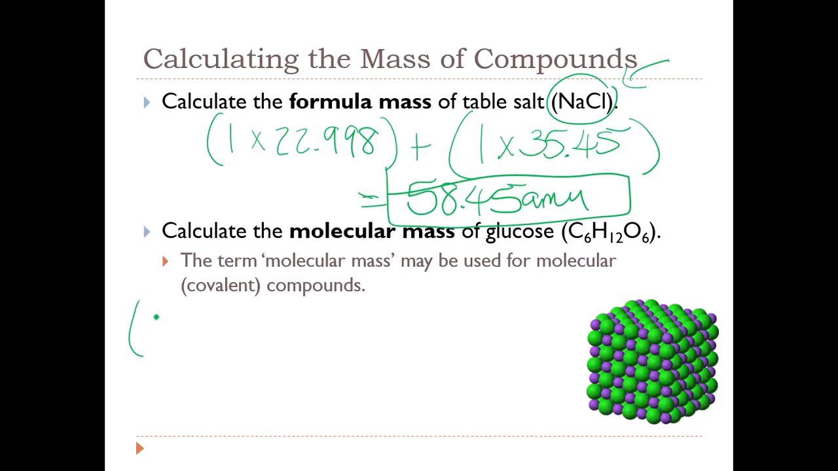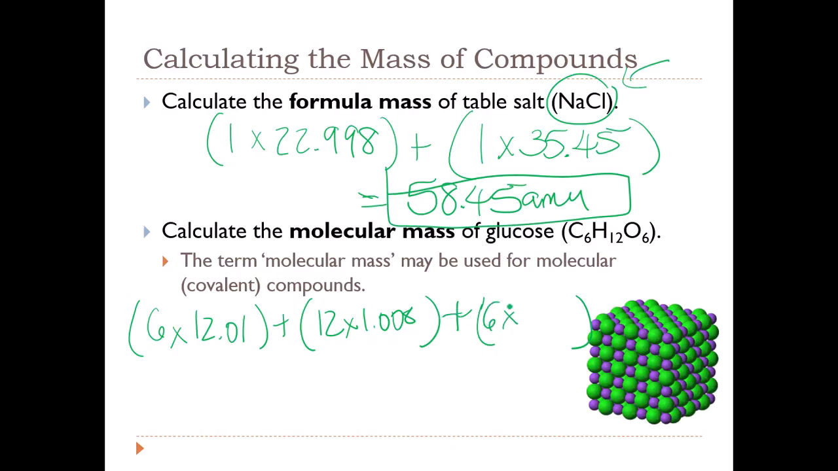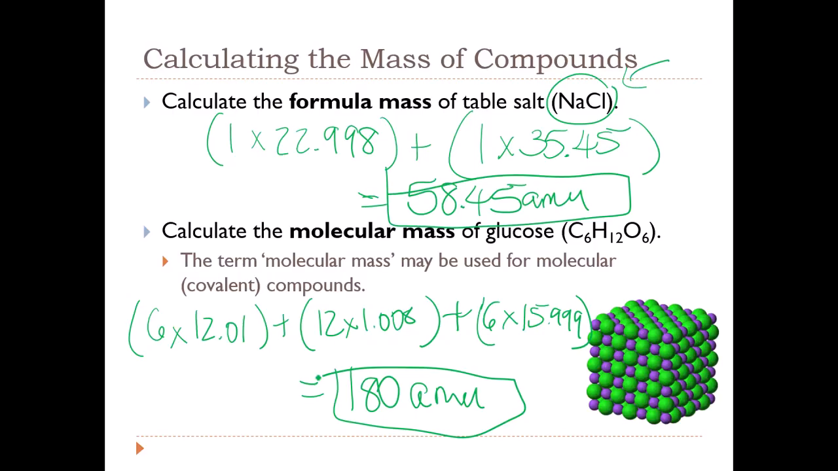So then we have 6 times 12.01 plus 12 times 1.008. And you'll use these so much that you'll probably start to remember them. And then 6 times about 16, or 15.999. And so then for memory again, that should have been about 180 AMU.